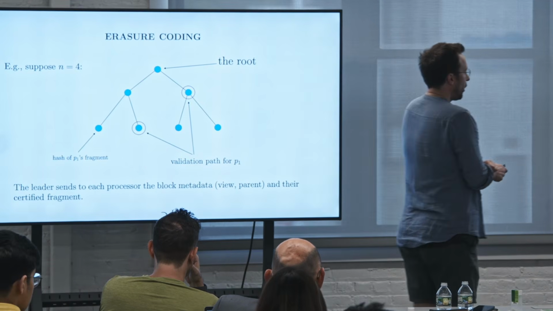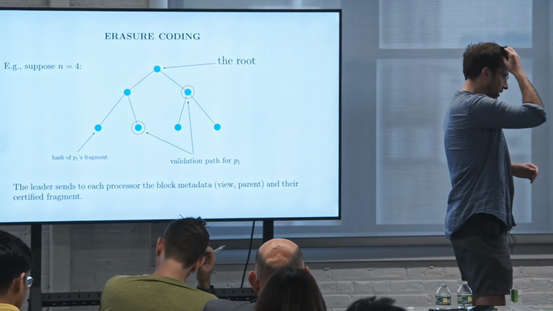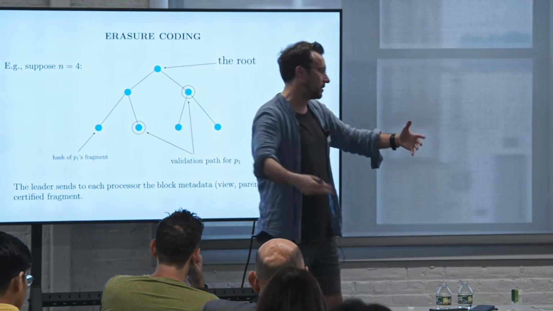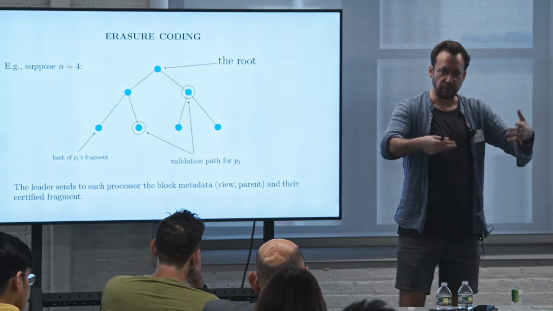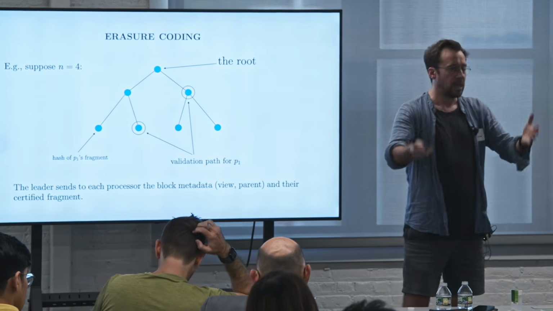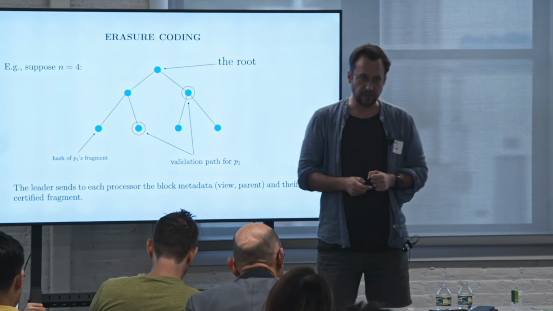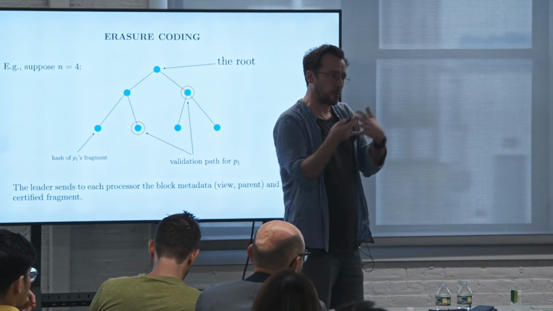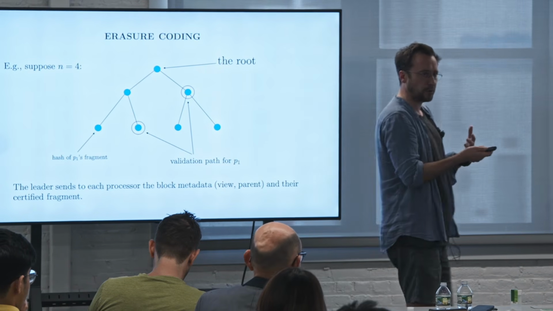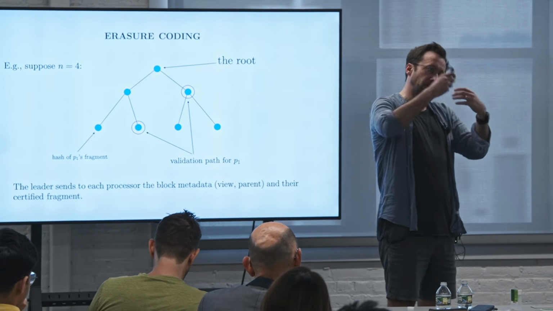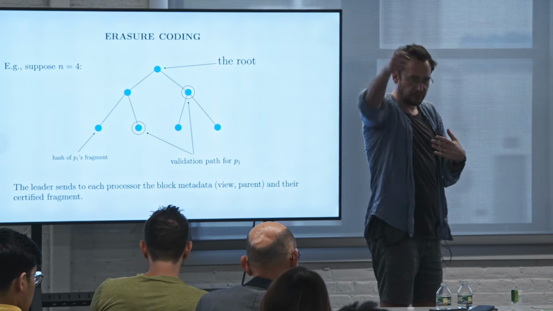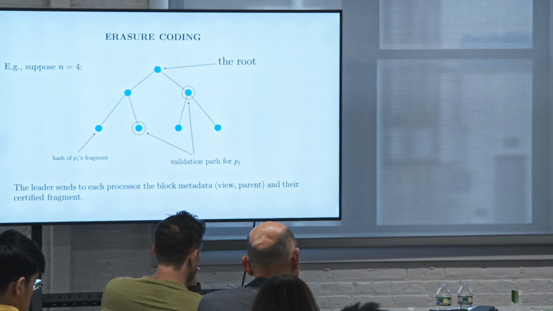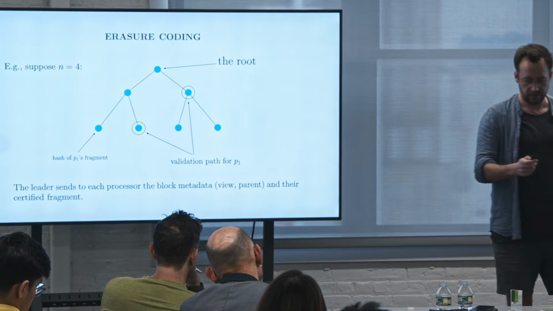Okay, so what does the leader actually send to everybody then? Right, so the leader sends to each processor, well, they'll still send the block metadata, right? So the information as to which view I'm talking about, what the parent is and so on. So that means people will immediately be able to check validity as they were required to previously. Right? So if you're doing a Minimit style protocol, they need to say, have I received a QC for the parent and nullification for the interim views and so on. So they can immediately do that. But the leader sends them the block metadata and their certified fragment.